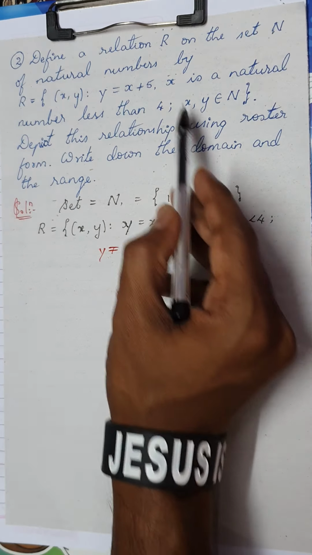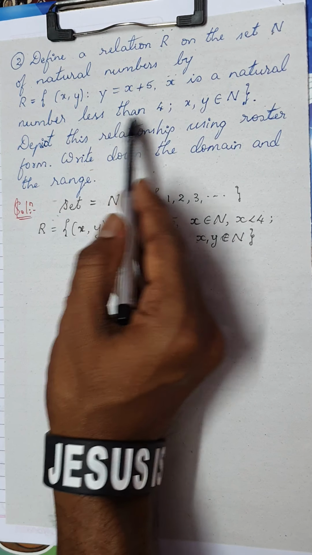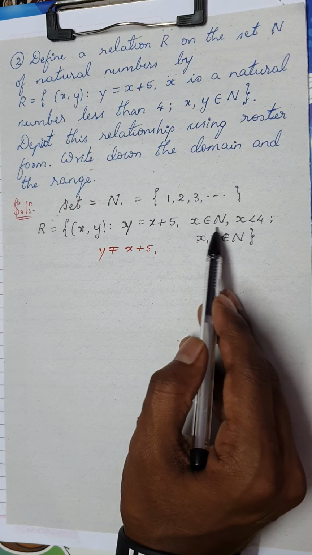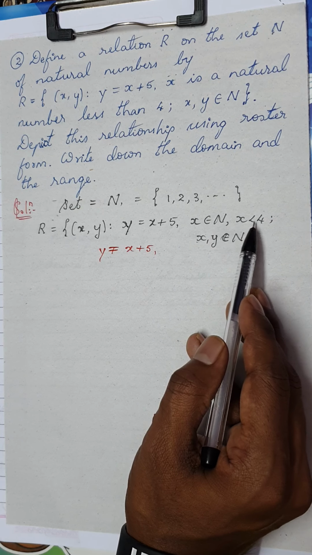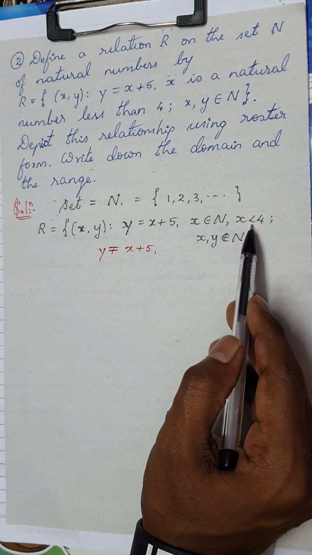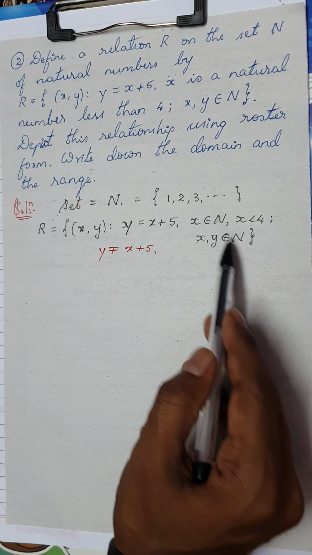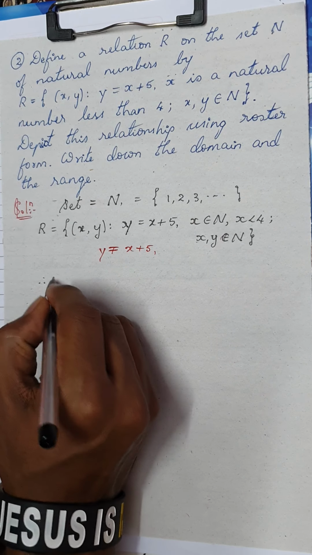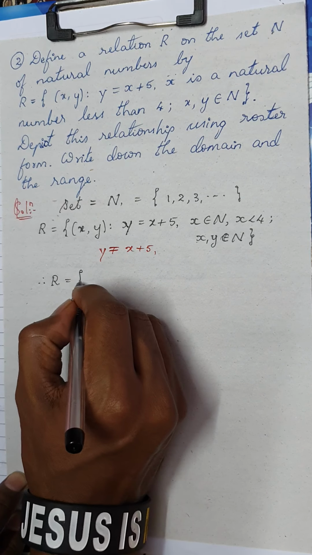Also note it down: x is a natural number less than 4. I have written it as x belongs to N, meaning x is a natural number, and x should be less than 4. It has told you strictly less. Less means it is strictly less. And x and y both belong to natural numbers. And see how we are going to write the relation. First and foremost thing is you should write the relation.